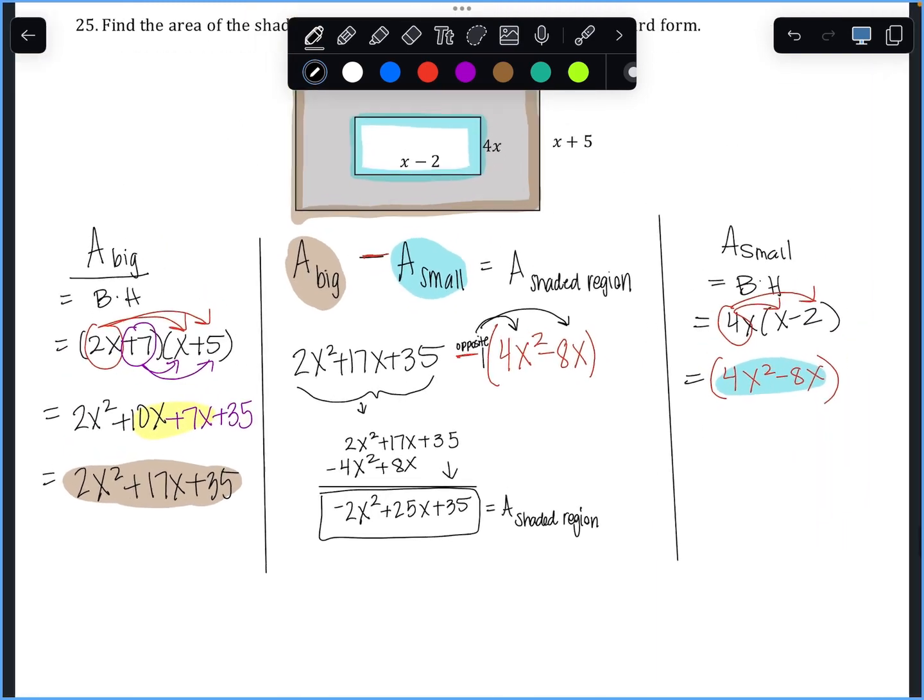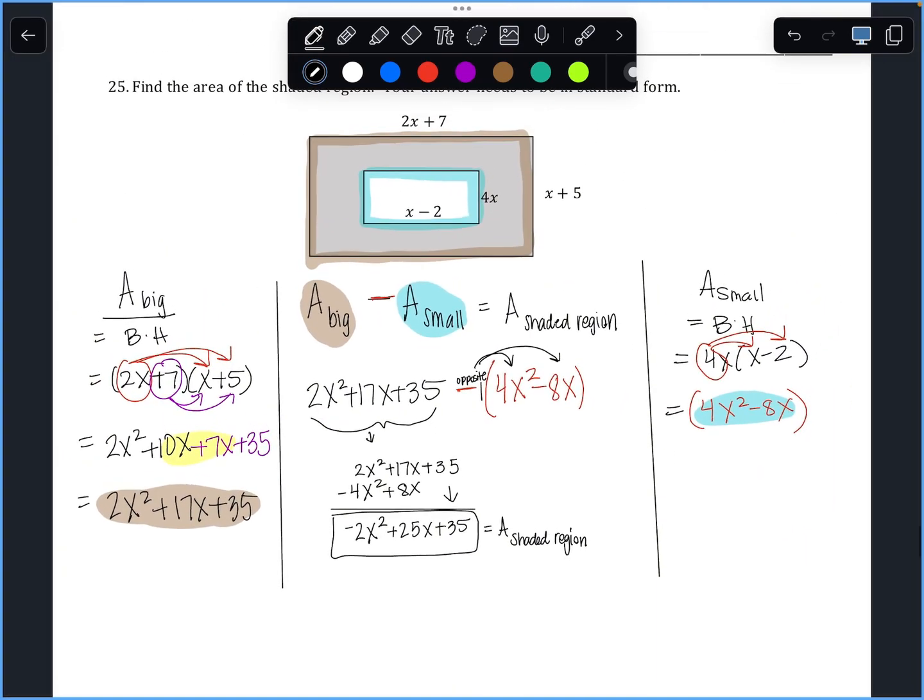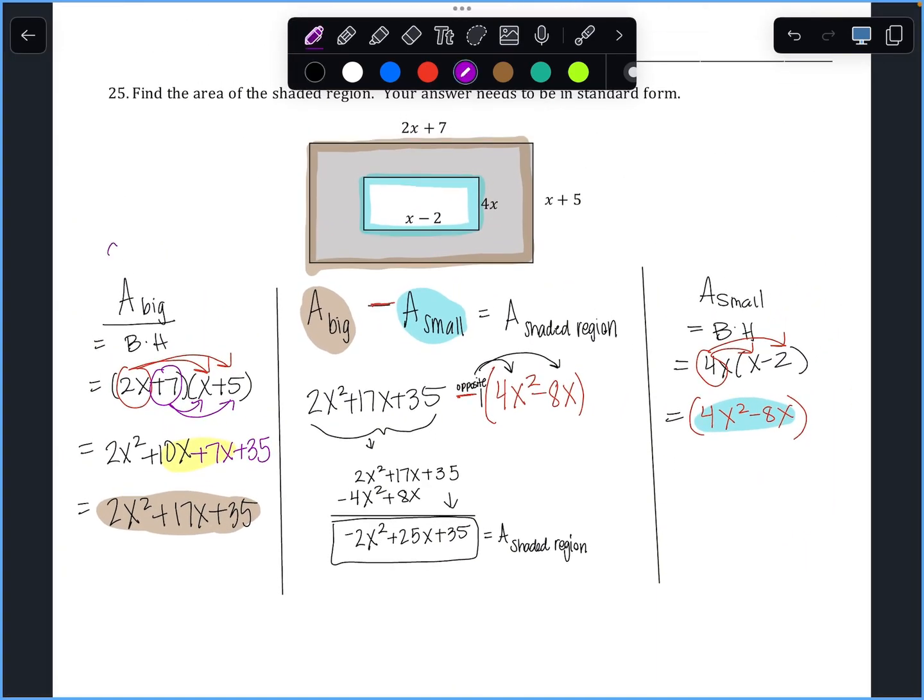Isn't that cool how this was a two-part problem? Yes, this is step 1 and this is step 2. And this is the final work, step 3, is putting it all together.